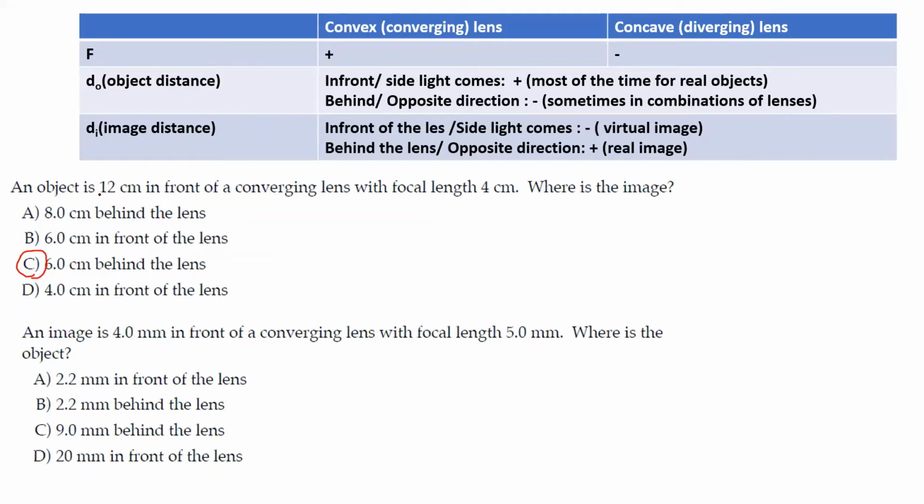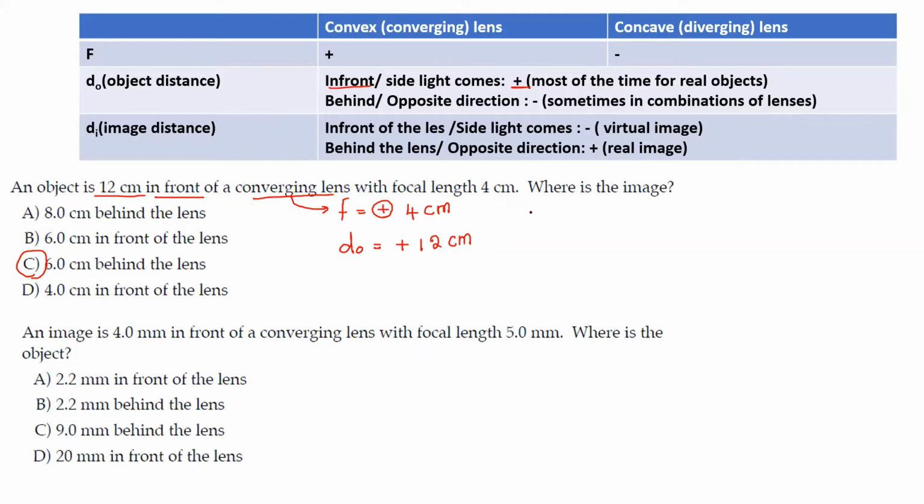An object is 12 centimeters in front of the lens. So it is a converging lens, means your F is positive, right? And F is 4 centimeters. Object is in front of the lens. That means your D naught is also positive, right? If it's in front, positive. Usually single lens cases are like this.